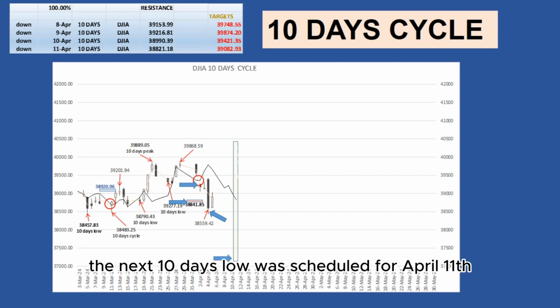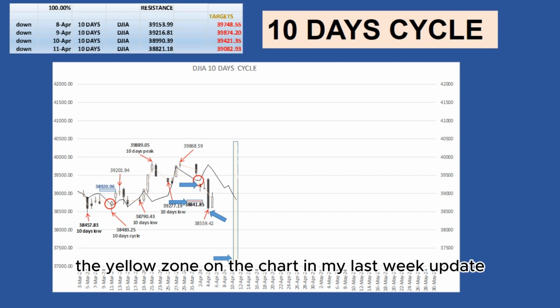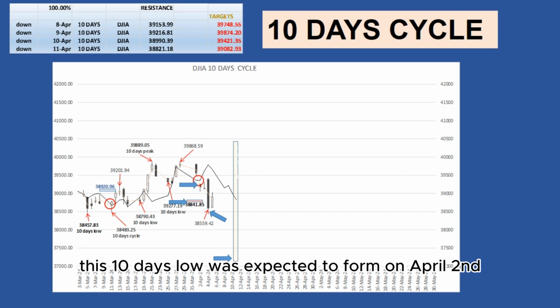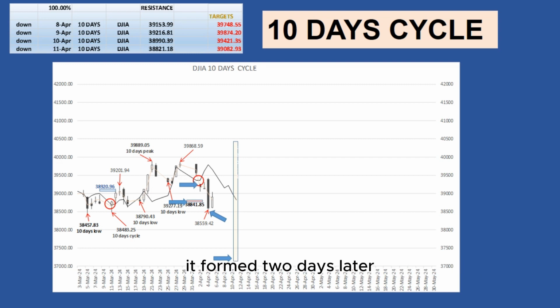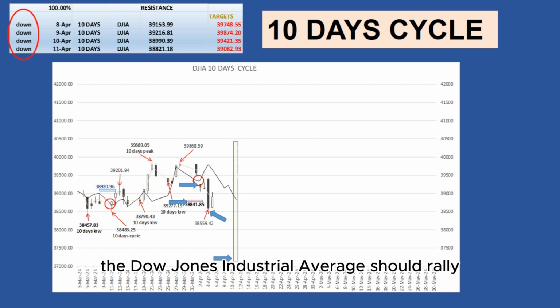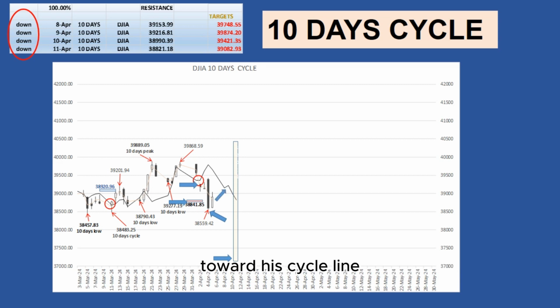The next 10-day low is scheduled for April 11th, the yellow zone on the chart. In my last week's update, this 10-day low was expected to form on April 2nd. It formed 2 days later. The cycle trend for this week is down. What's next? Technically, the Dow Jones Industrial Average should rally toward its cycle line, use it as resistance and resume its decline to April 11th to form the next 10-day low.